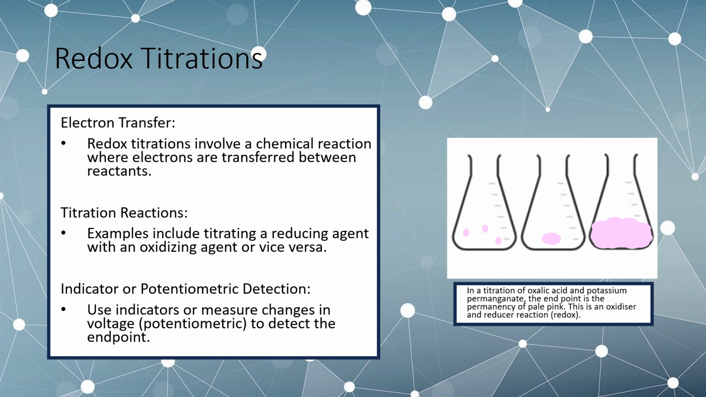As you add potassium permanganate to oxalic acid, you'll get that color change to that light pink when you reach that end point, or that equivalence point. You can also use changes in voltage, as transfer of electrons involves the change in voltage. So you can use potentiometric means to measure that endpoint.